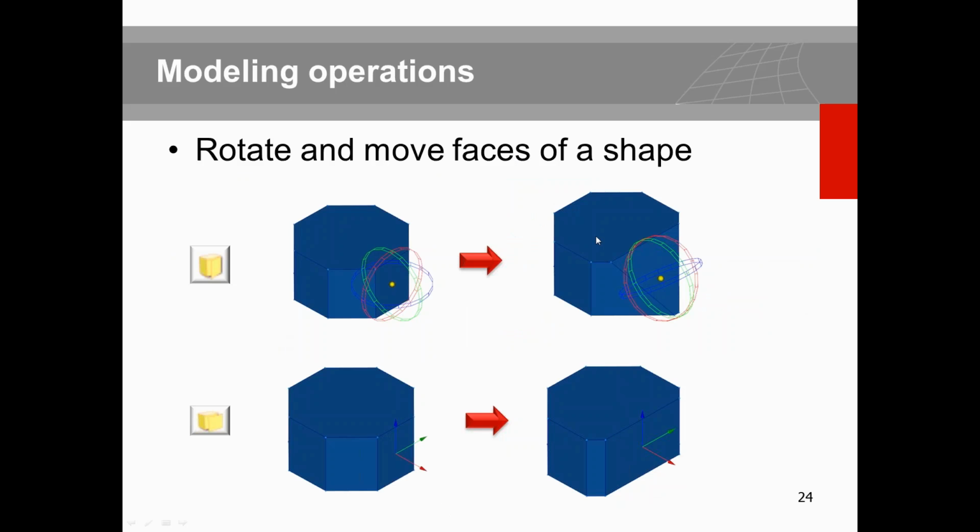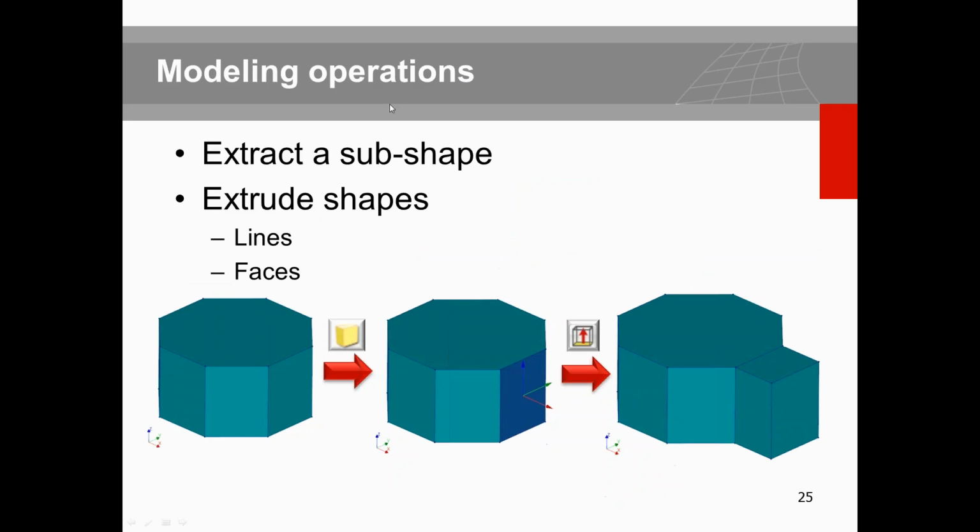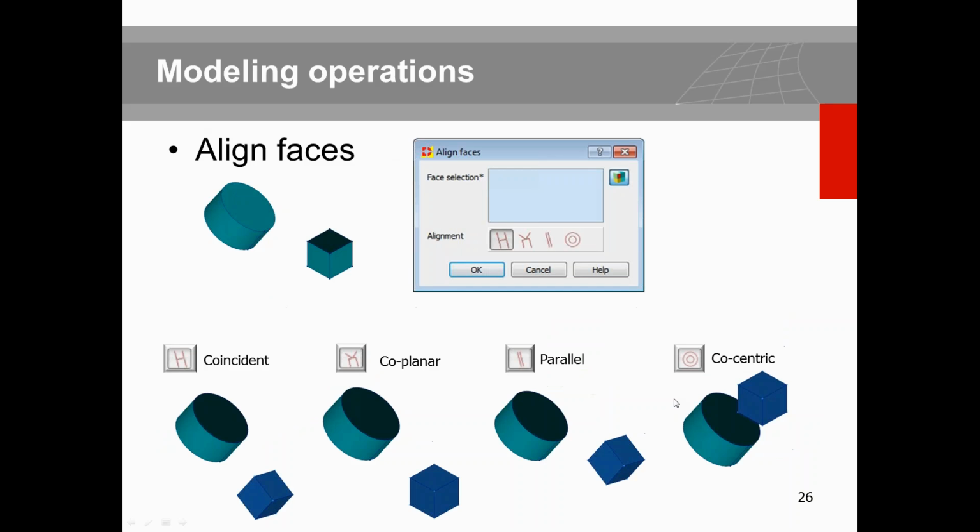Rotate and move of face. This is one of the features that are powerful. So you can have your object and you can rotate, you can modify, you can reshape the geometry based on the rotate and move functionality. You can extract the face, you can extrude the face. These features are available in terms of taking advantage of the existing geometry and extending it to additional parts and corners. We have the align face operation.